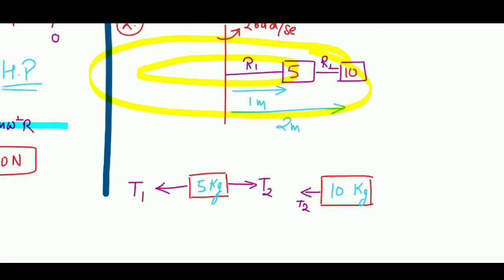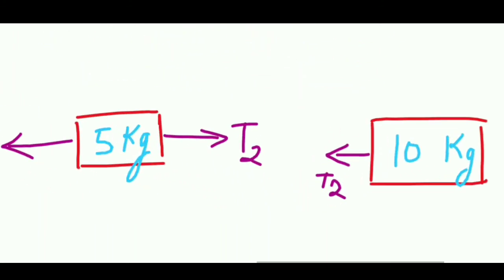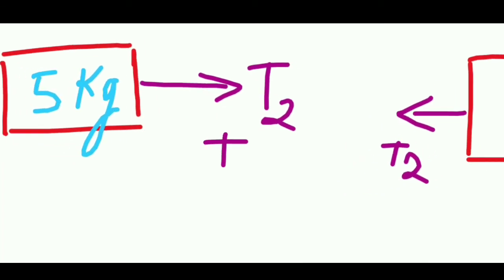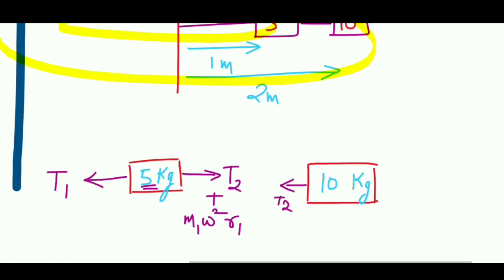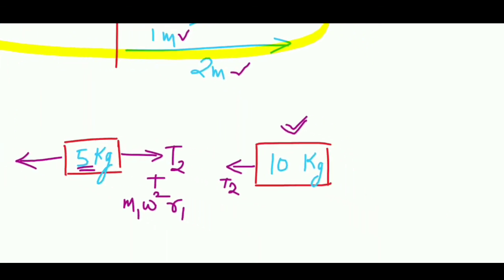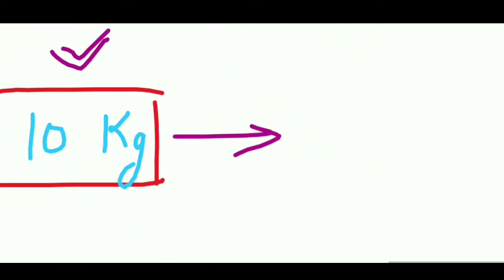Along the center line. Okay, and if I want to use the pseudo force analysis or centrifugal force analysis, what I will do is I will add m omega square r to both of them. So with T2 I will add m1, let us name it m1, omega square. Omega is common for both of them, and let us name r also r1, because r for this one will be 1 meter, r for this 10 kg block will be 2 meter. And for this one the centrifugal force will be m2 omega square r2.